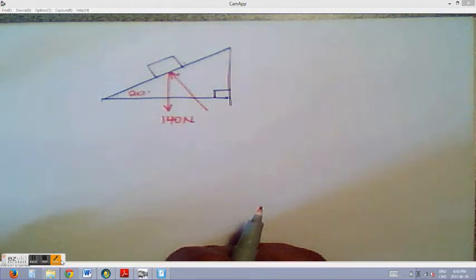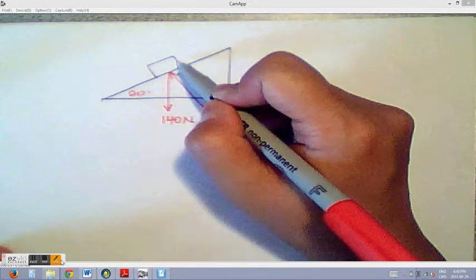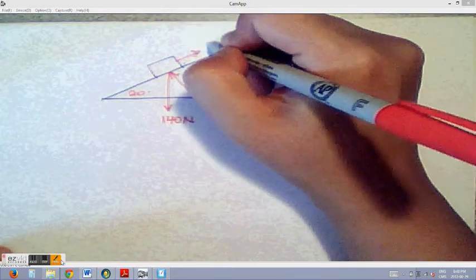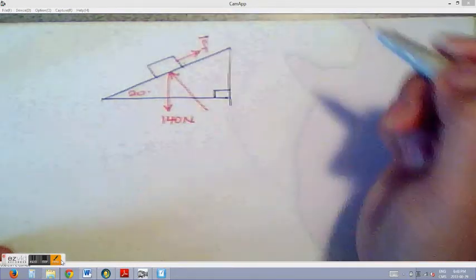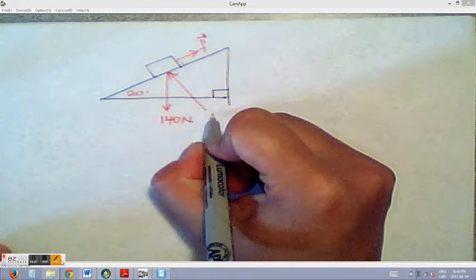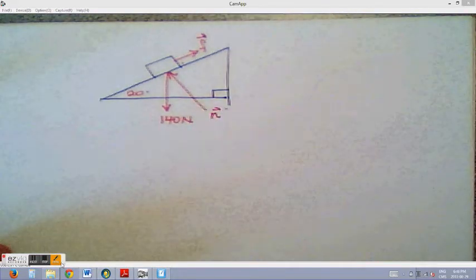What else do we have here? We also have friction. We have friction acting in this direction. I'm going to label that N. So there's all of our vectors acting on our box.